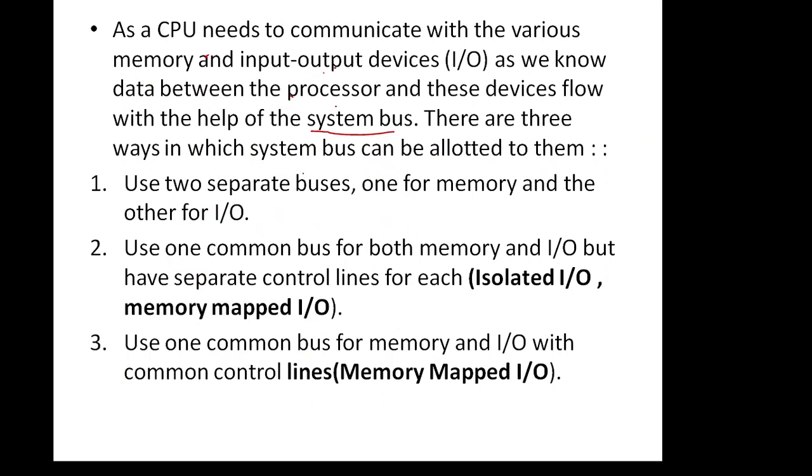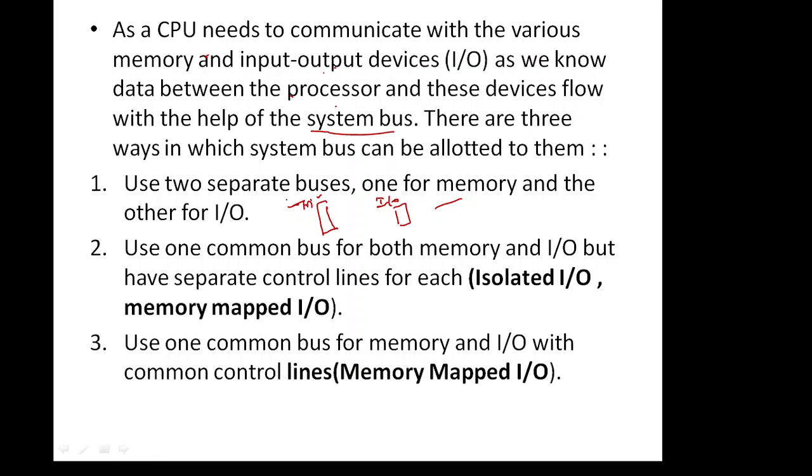The first way is to use two separate buses, one for the memory and one for the IO. So in order to have a memory transfer, use one system bus. In order to have the IO transfer, use another system bus. So that is the different system buses used. The IO system bus and the memory system bus are going to be used.